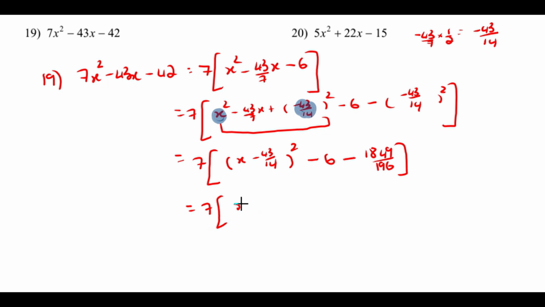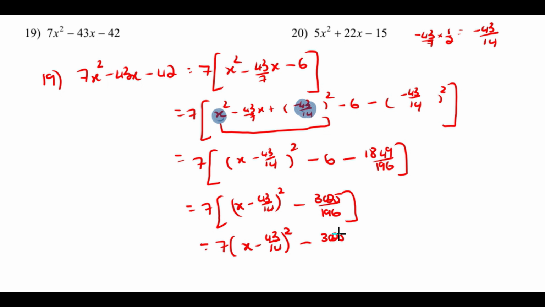That's 7 times x minus 43 over 14 squared, and we can just simplify that. Then we can bring the 7 in. 7 times x minus 43 over 14 squared minus 3025 over 28. This is now in completing the square form or turning point form.